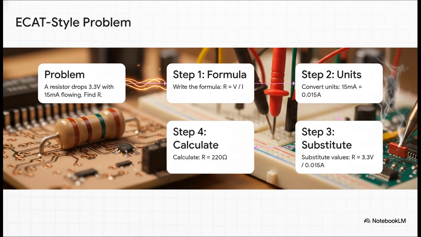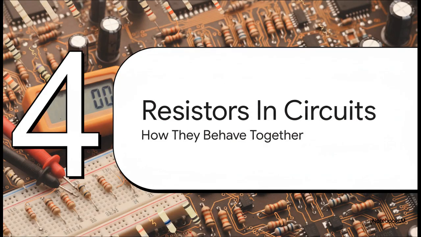15 milliamps becomes 0.015 amps. Then you just plug in the numbers, 3.3 divided by 0.015, and boom, you get 220 ohms. Okay, great. So we've handled single resistors. Now, what happens when they team up in a circuit?